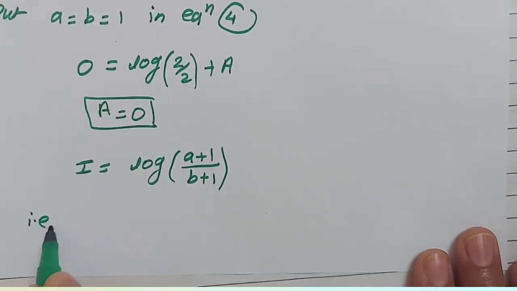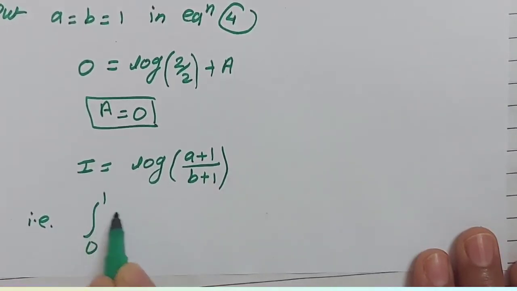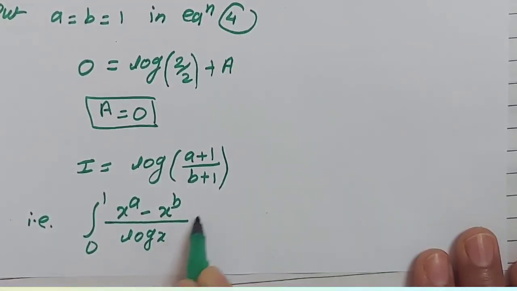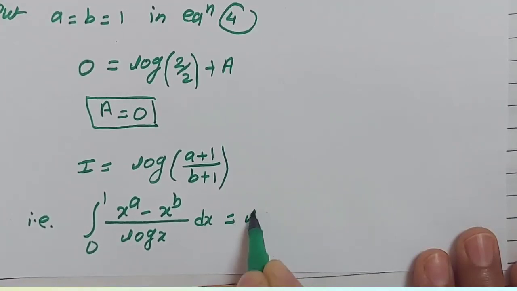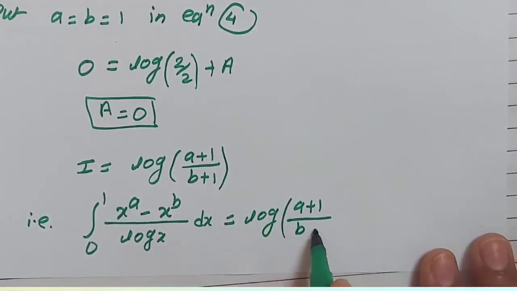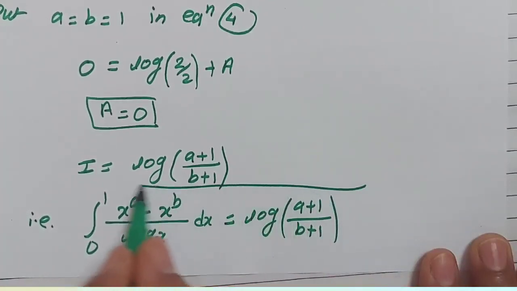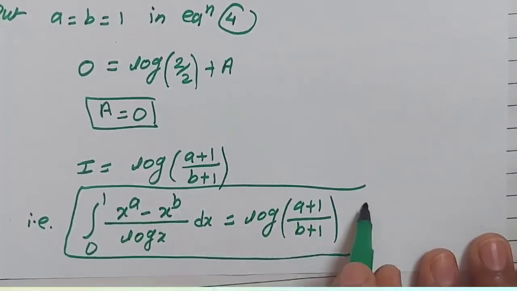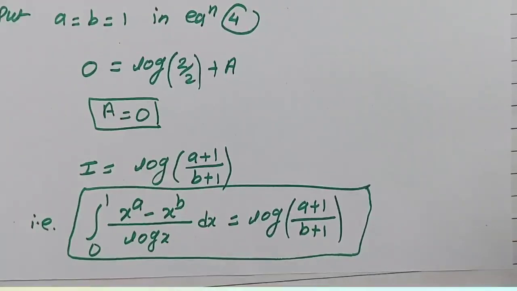That is, integral 0 to 1 of (x raised to the power a minus x raised to the power b) divided by log of x dx is equal to log of (a plus 1) divided by (b plus 1). In this way, we can solve integration using differentiation under integral sign.